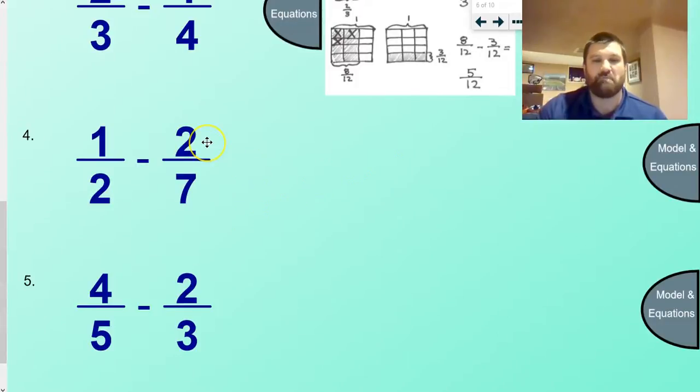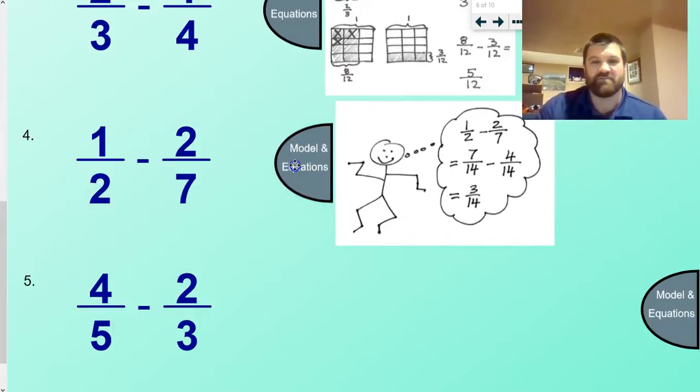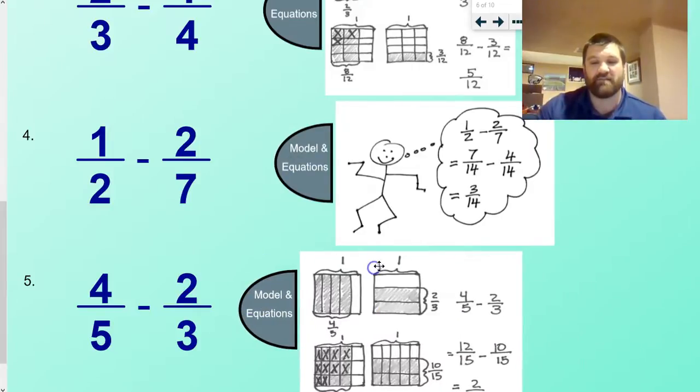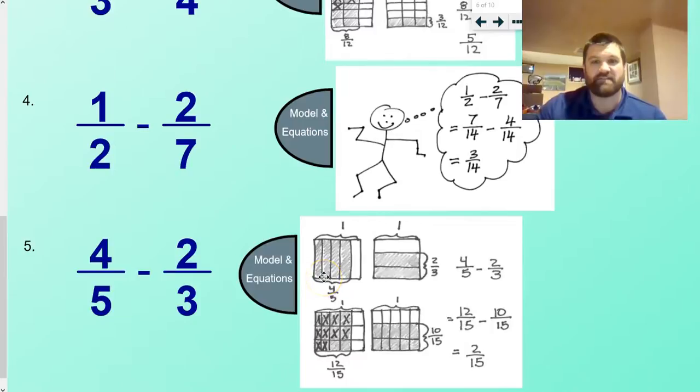So I'd like you to pause and do number 4 and 5. You're done already. Did you pause it and take 3 minutes? So you should have gotten 3/4 for 4, and for 5 you should have gotten 2/15. If you got those, show me your work for $50.